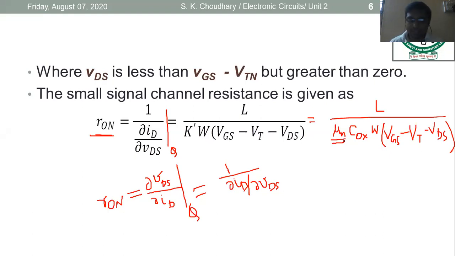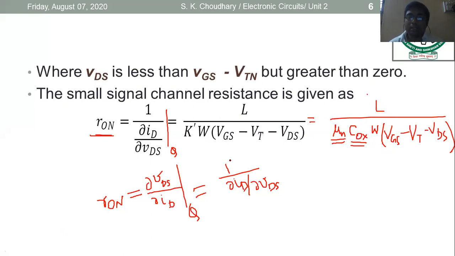Now COX. What is COX? It is oxide capacitance per unit area. As the oxide capacitance increases, your resistance decreases. And the third and very important parameter is W by L. This is called the aspect ratio. If the W by L ratio is increasing, your drain small signal on resistance would be decreasing.